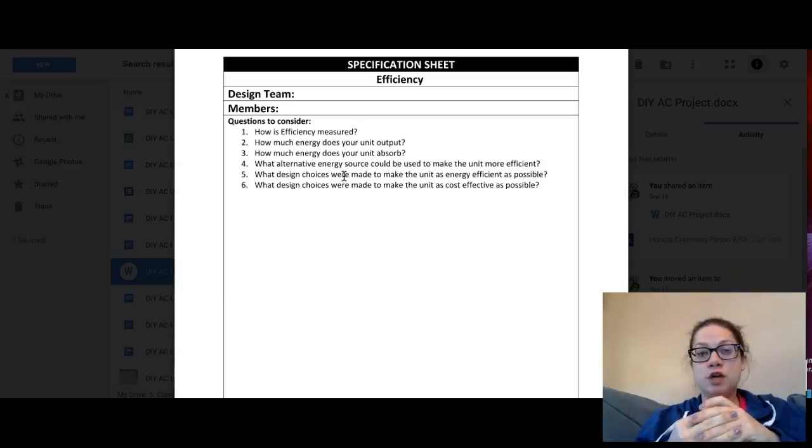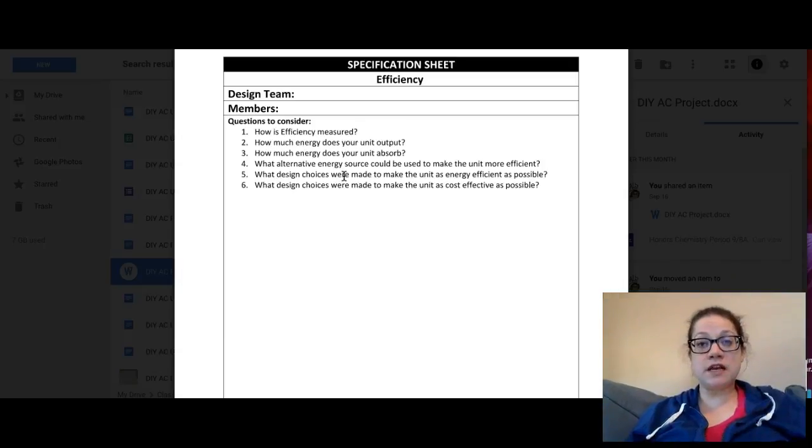Now, in terms of engineering, they have to figure out scaling. So they're going to have to think about the cost of materials as well as the efficiency of their machine. And then in terms of technology, my students actually do all of this collaboratively through my Google Classroom. So they're hitting a lot of those other 21st century skills.